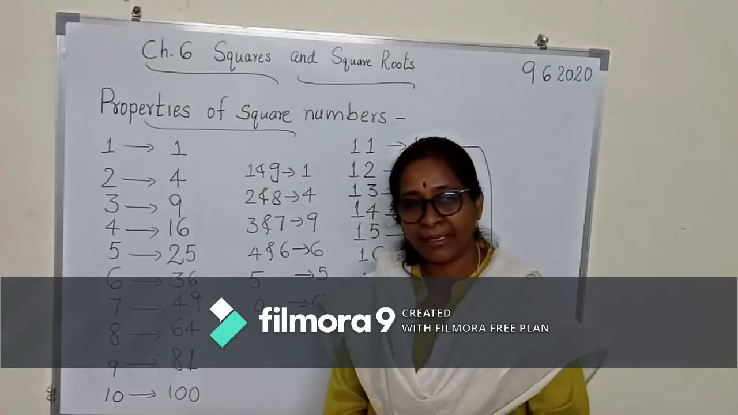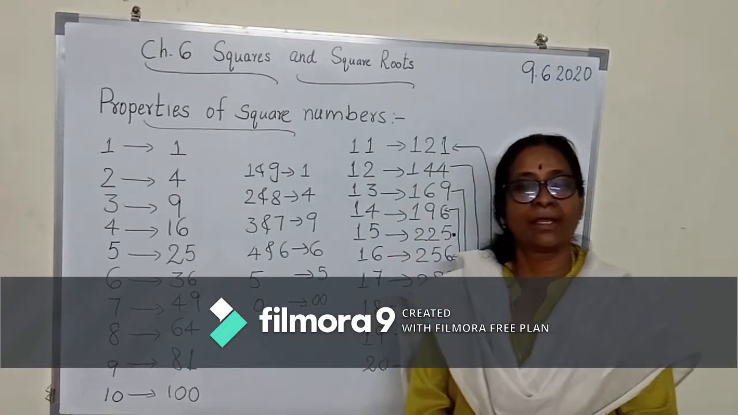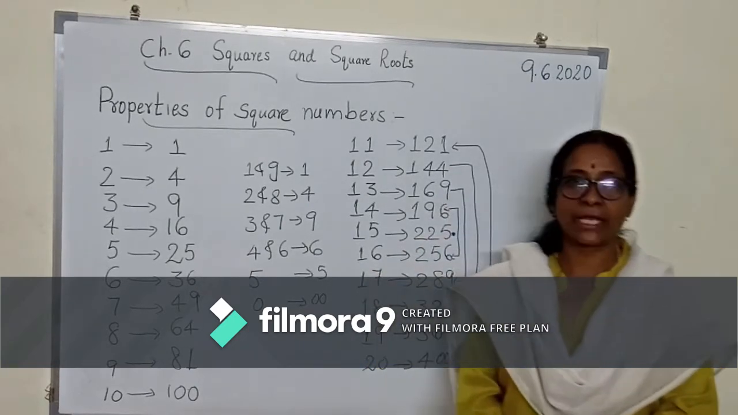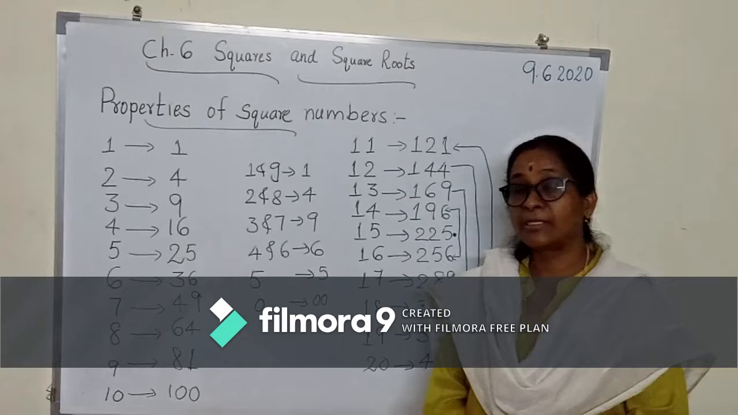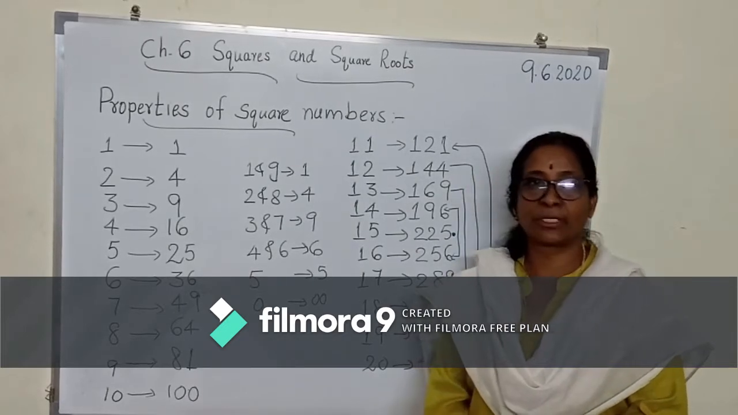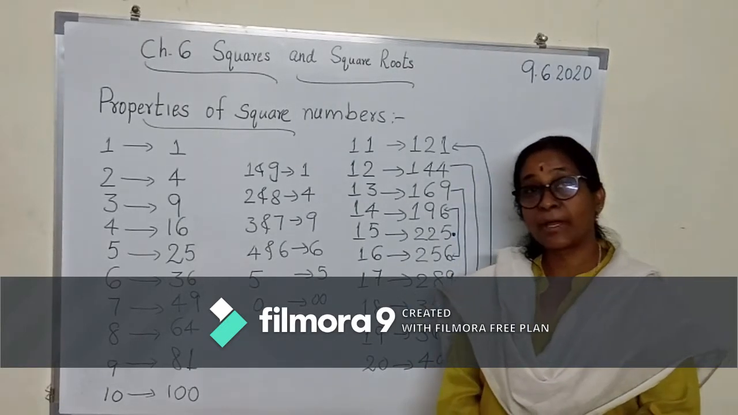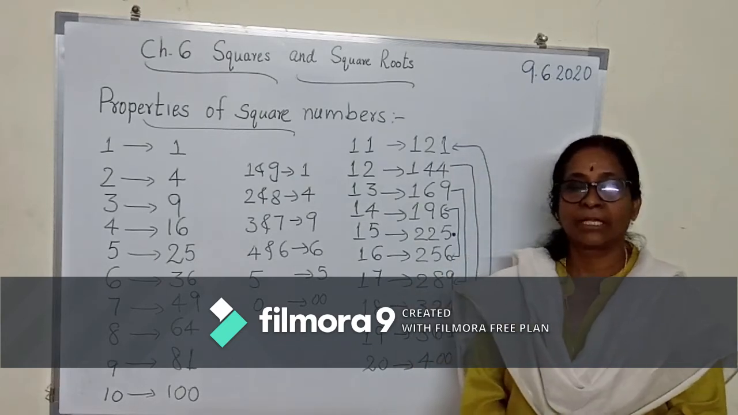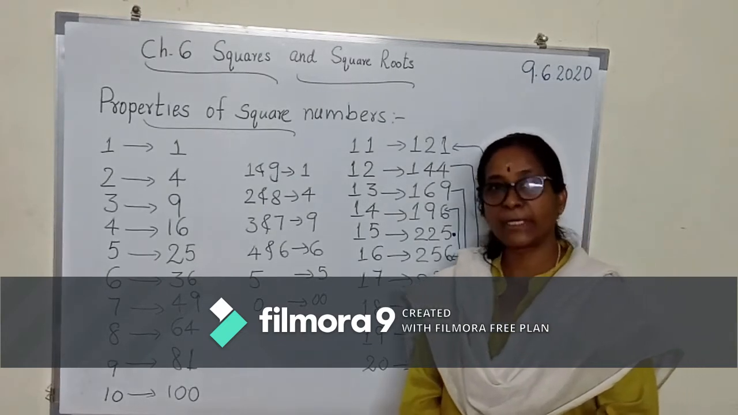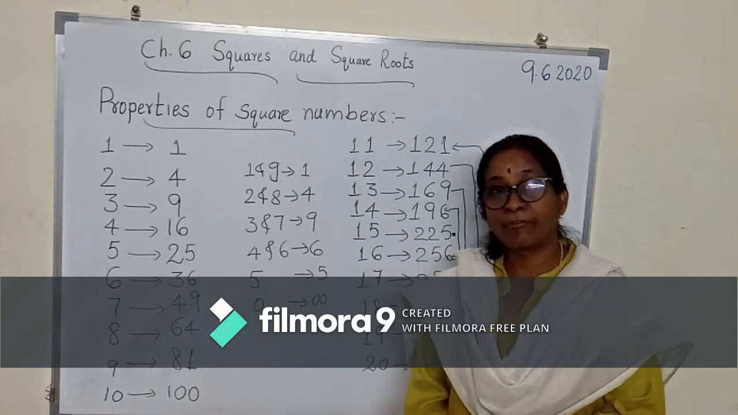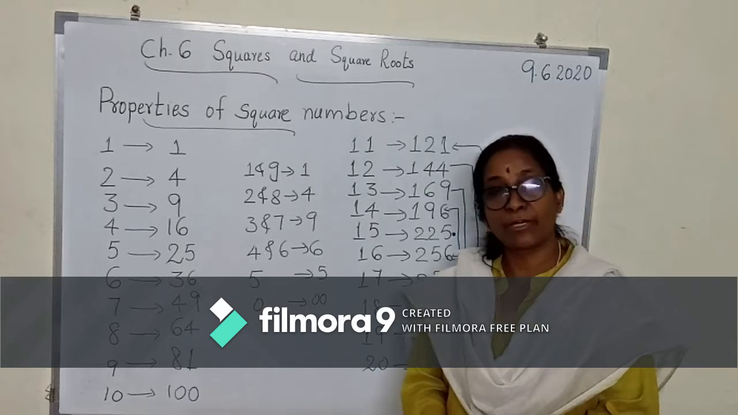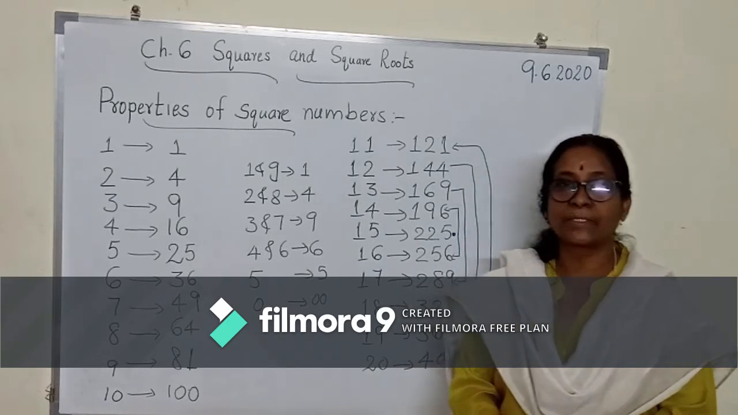Fine, everybody? Okay. In the previous video, we learned about squares of natural numbers. We learned how to find the squares of natural numbers. We learned about perfect squares or square numbers. We also learned about triangular numbers. Then we found what is the special relation between triangular numbers and square numbers.